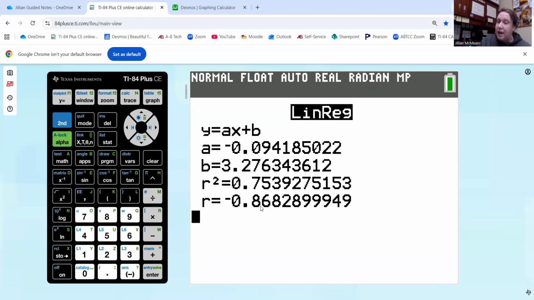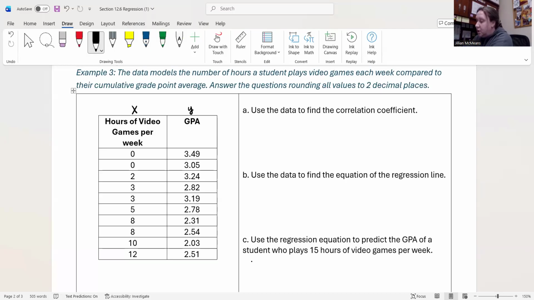We would expect from that scatter plot to have a negative value for R, and it should be pretty close to -1, and that's what we have here. We have -0.87. So let's go to the worksheet and write that out before I forget. So we have a correlation coefficient of -0.87. Is that what I got? Yes.